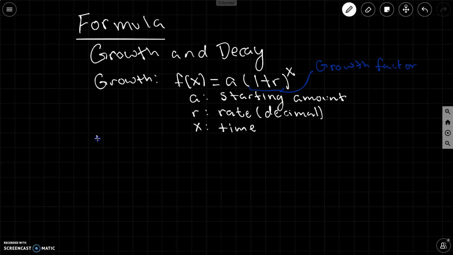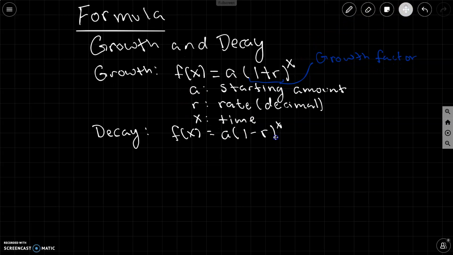Another one we want to talk about is decay. Decay is really similar. There's only one big difference: instead of adding r, we are subtracting r. So it's f of x equals a times (1 minus r) to the x power. Same meanings: a is the starting amount, r is the rate in decimal form, and x is time.